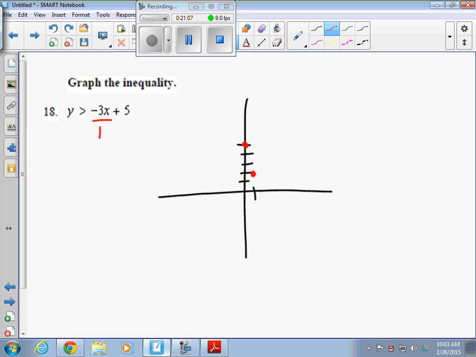If it were an equation, we'd draw a line through it, we'd be done. It's not. It's an inequality. We have to determine solid line or dashed line. That doesn't say or equal to. Since it does not say or equal to, we need to make it a dashed line through those 2 points.